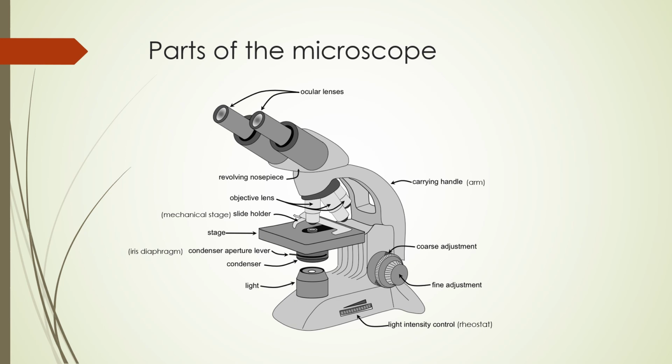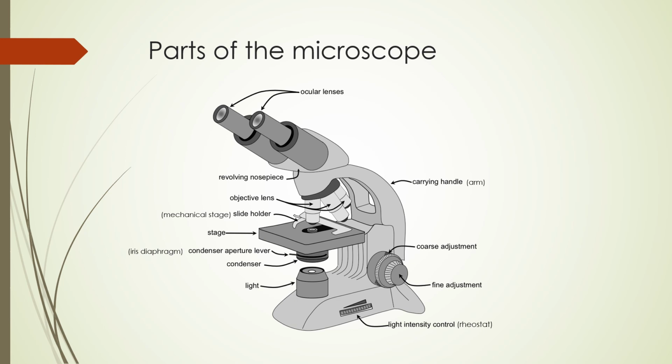Those objective lenses usually magnify the specimen either 4 times, 10 times, 40 times, 50 times, or 100 times. And if you take those objective powers and use them in combination with the oculars, you would be able to magnify something 40 times, 100 times, 400 times, 500 times, or 1,000 times.